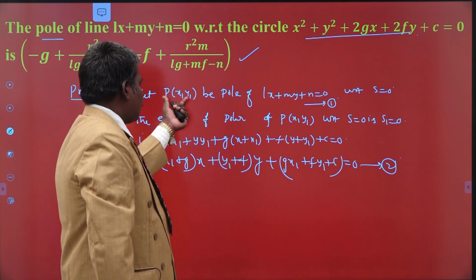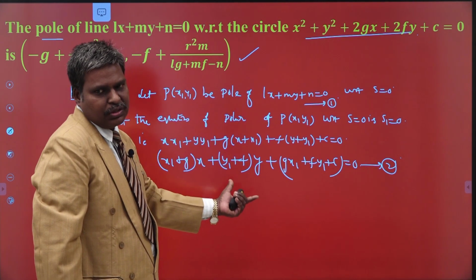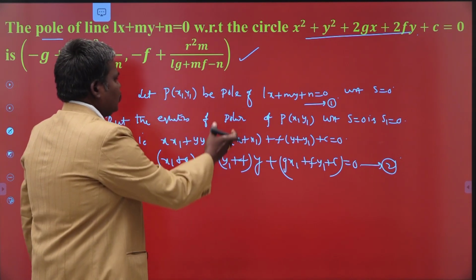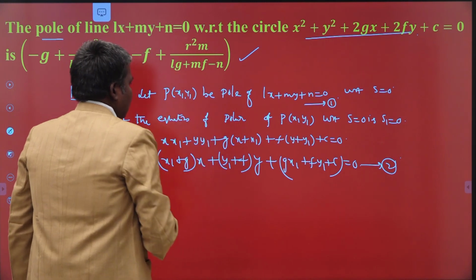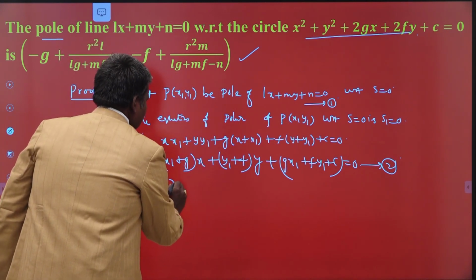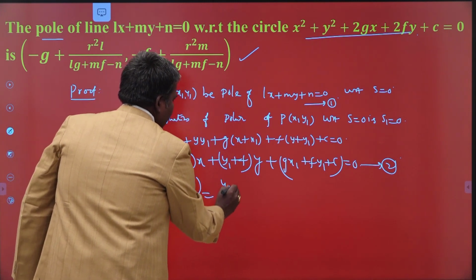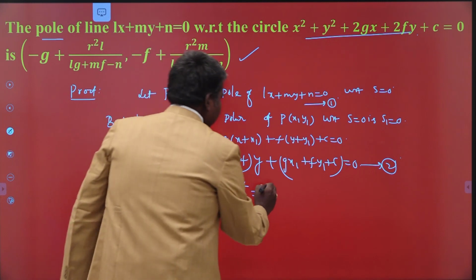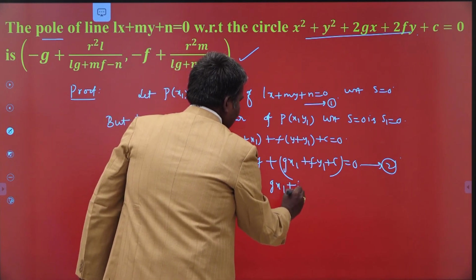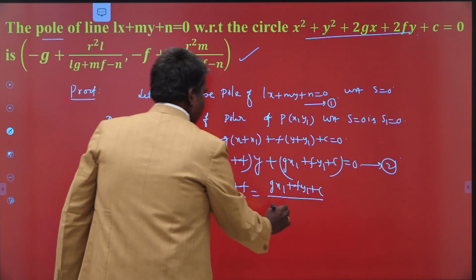Original polar equation is what now? That is S1 equal to 0. So, both represent the same line. When two lines represent the same equation, their corresponding coefficients are proportional. (x1 plus g) by L is equal to (y1 plus f) by M is equal to (gx1 plus fy1 plus c) whole divided by what now? N.